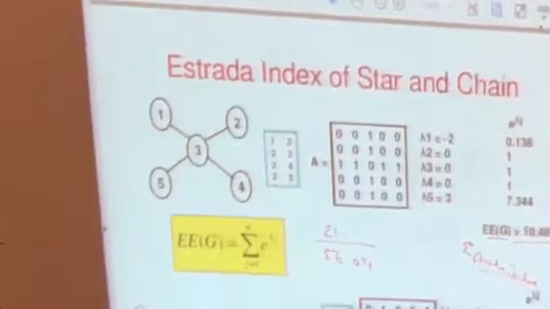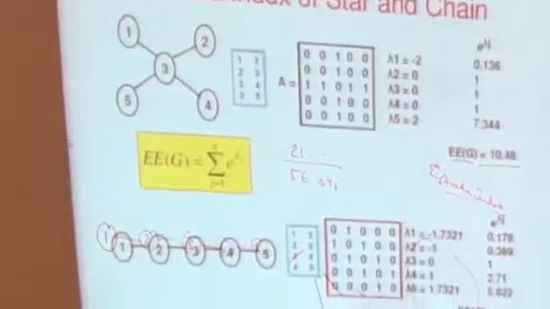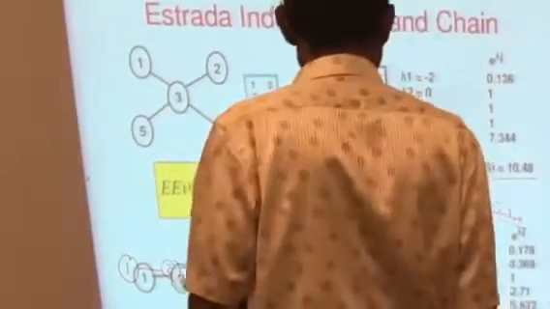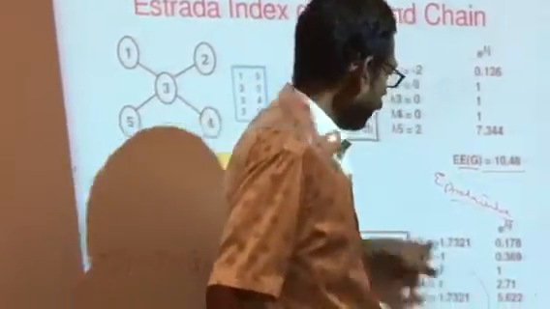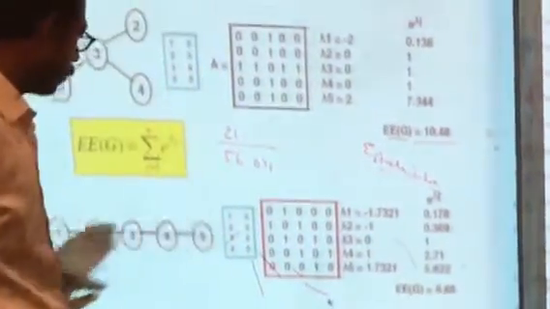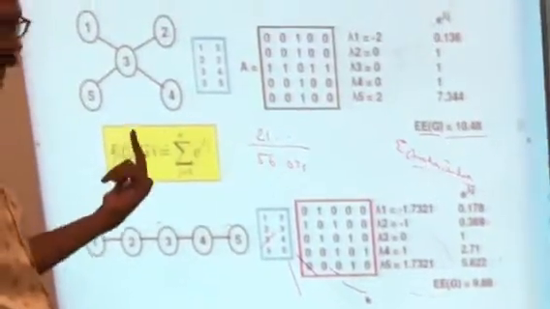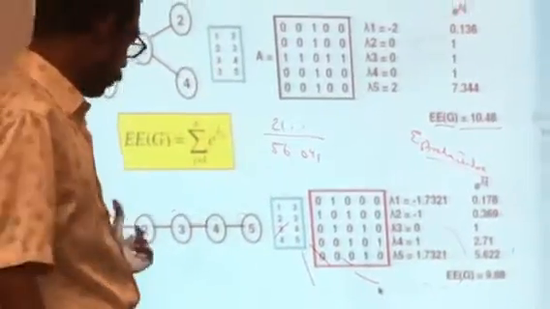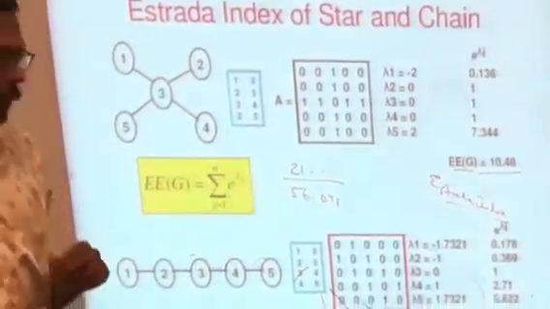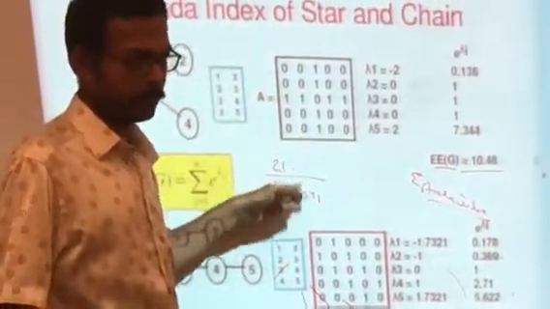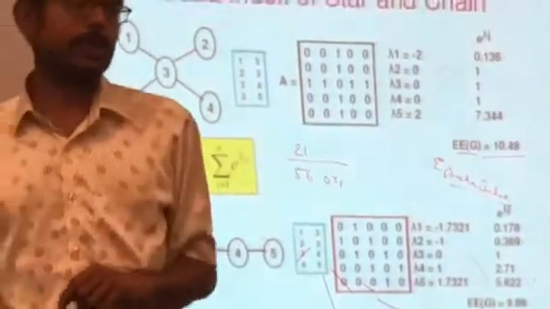So if you look at the amino acid chain, like a chain 1, 2, 3, 4, 5, its Estrada index comes out to be relatively small. These are the eigenvalues, e to the power of eigenvalues, and the sum of them is 9.88 for a chain like this. So 9.88 is smaller than the 21 point something that we got for a graph that is more folded than a chain. Again, the ratio of 9.88 divided by 56 is going to be smaller than the ratio that we got for the other graph. Okay, so that's the approach.